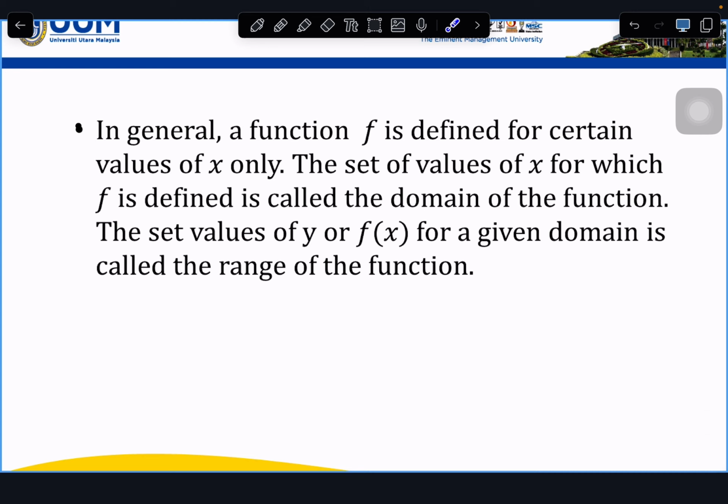So in general, if a function f is defined for certain values of x only, the set of values of x for which f is defined is called the domain of the function. The set of values of y or f(x) for a given domain is called the range of the function. So basically what you put in is the domain, and the output we call the range. Codomain is also there, so go back and find the difference between codomain and range. It is slightly different.